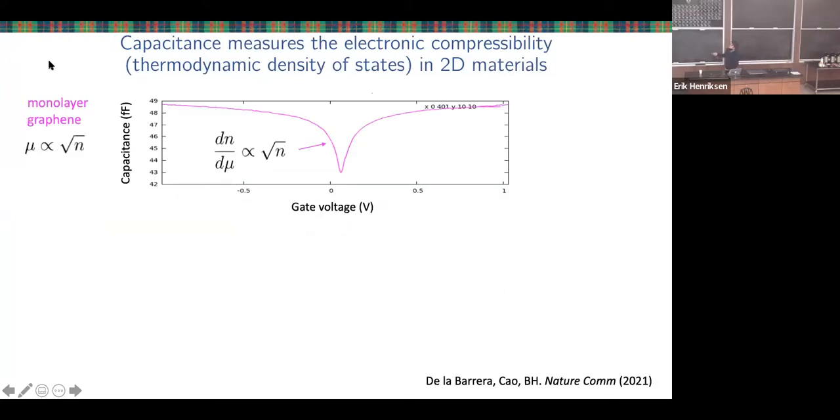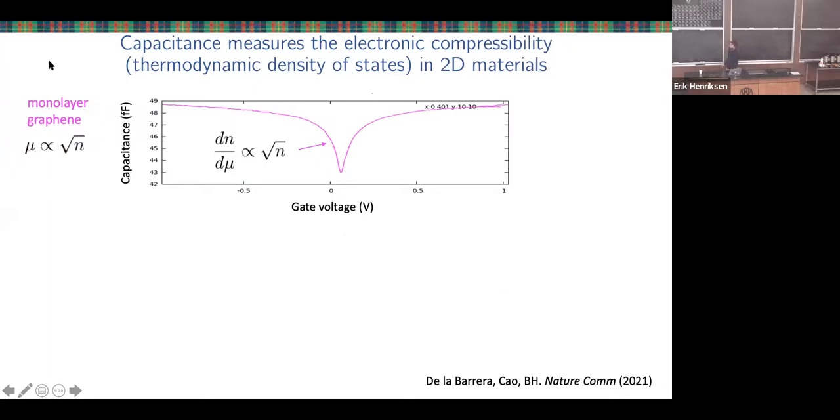Okay, so in monolayer graphene, this is what it looks like as you change the gate voltage or the density. Some of you may know that the chemical potential is proportional to the square root of the density in graphene. And so when you measure the capacitance, which has a component that's dN/dμ, you see this root n dependence as you go to the Dirac point.